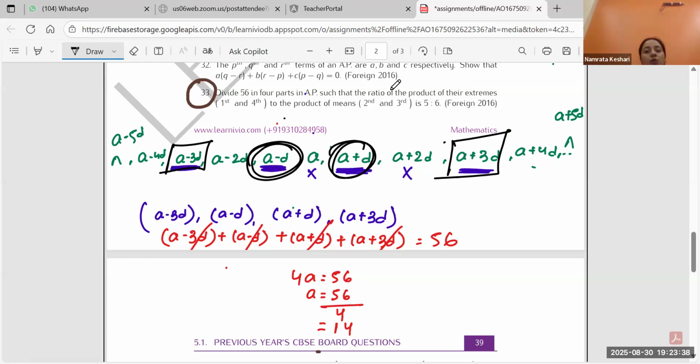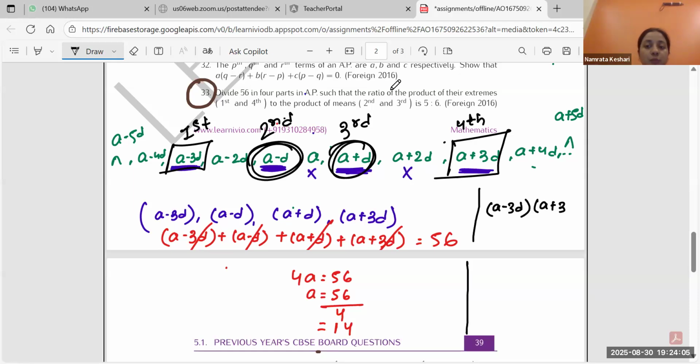Now here the question says product of the extremes. So your first term is this, your second term is this, your third term is this, and your fourth term is this. The product of the extremes means first and fourth term. You can see you don't even have to do the multiplication. Why? Because you are having A minus 3D and A plus 3D.